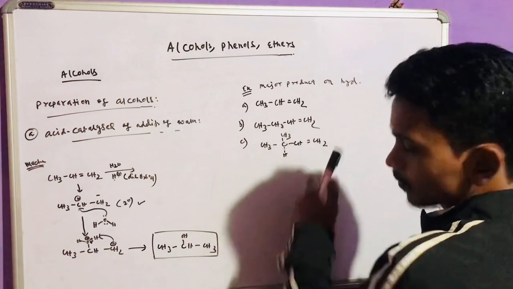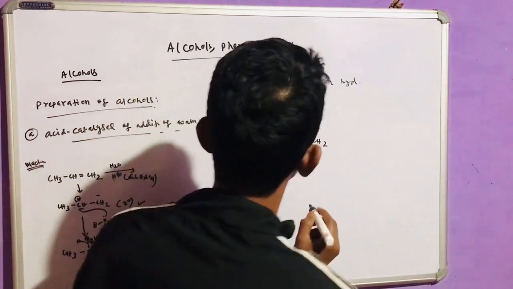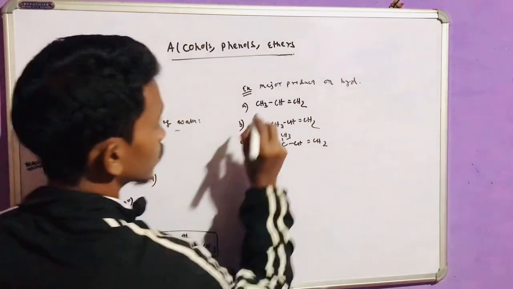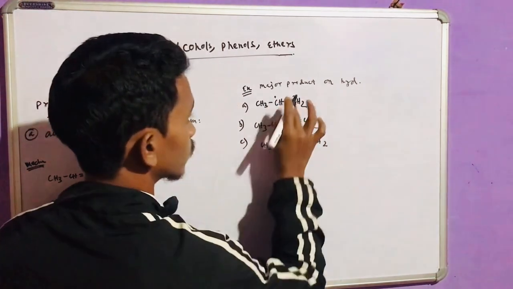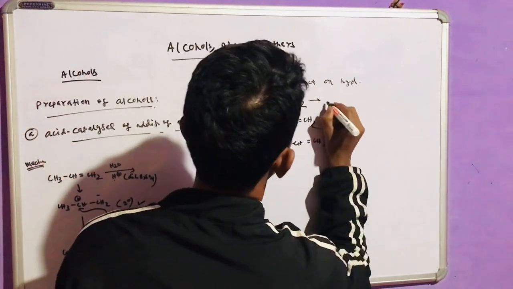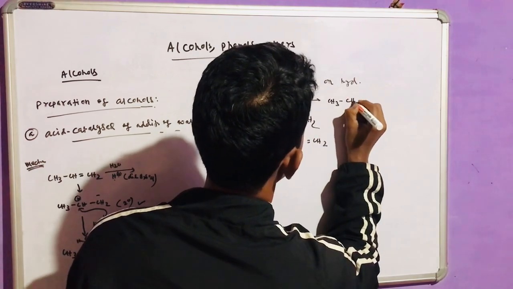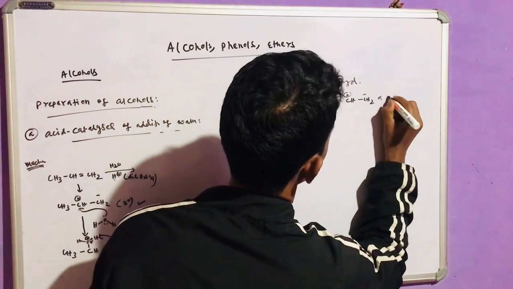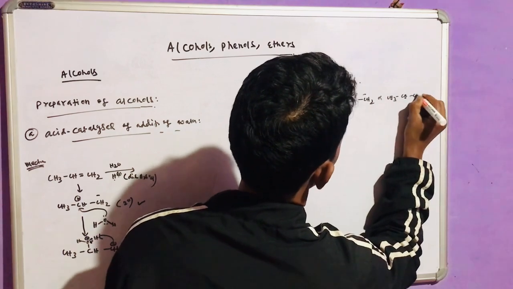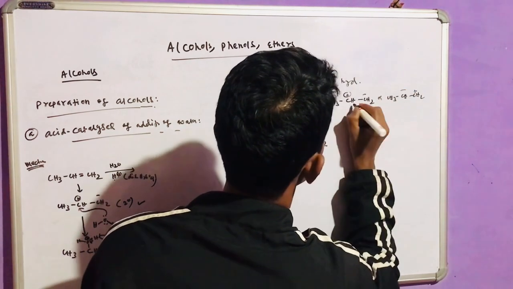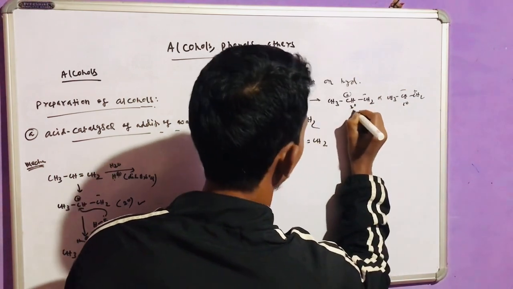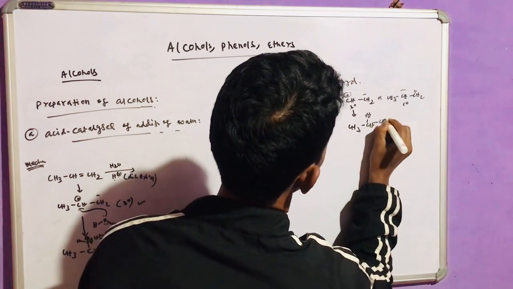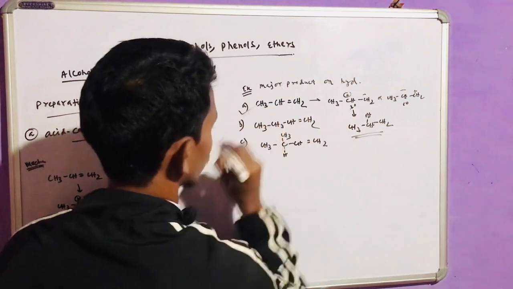So if we see case A, when H plus comes, the carbocation will form. Carbocations can form here and here: CH3 CH plus CH3, or CH3 CH2 CH2 plus. Because this is 2 degree and this is 1 degree, this is the major product. So the OH will come here, and this is the major product for case A.